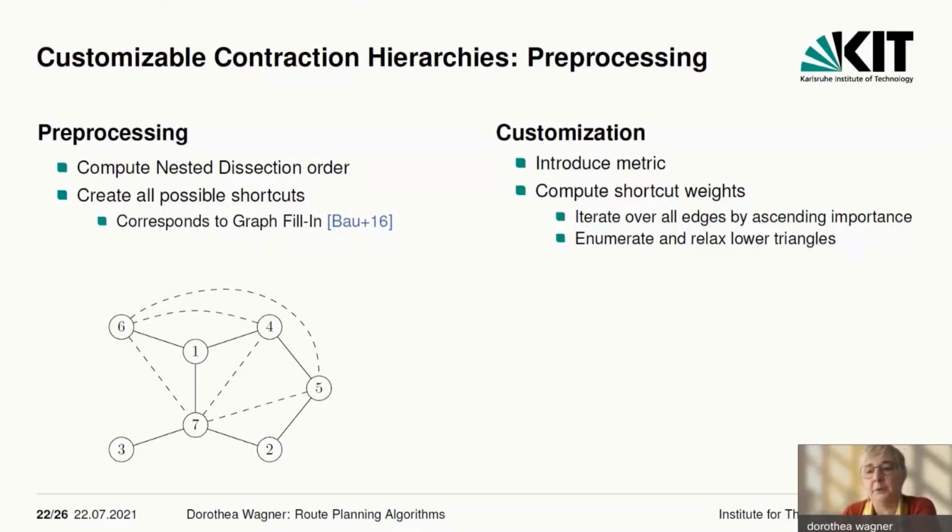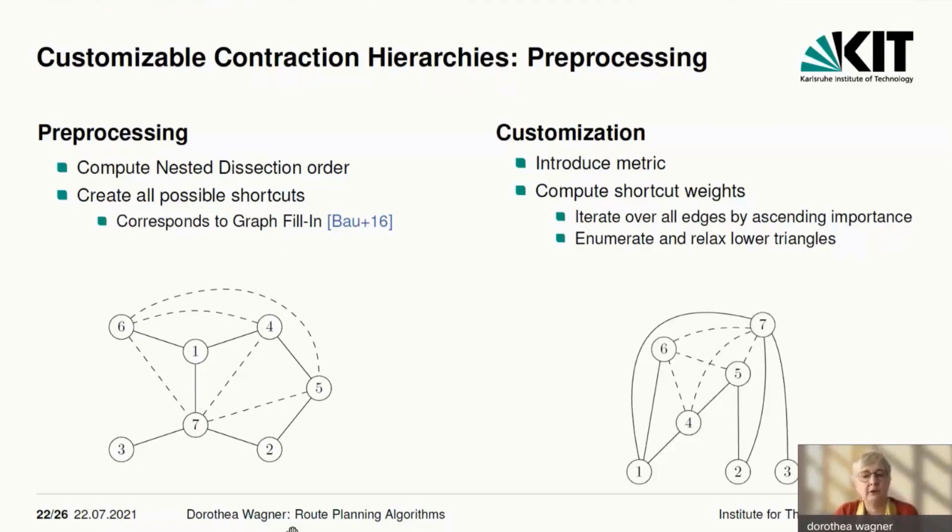In the second part of the preprocessing, the weights, or the metric, come in. How to introduce the metric for such additional edges? We have to compute the shortcut weights for these shortcut edges. In order to do this efficiently, we just have to iterate over all edges by ascending importance, which in other words means we enumerate and relax the lower triangles of each of these edges. In order to do this, let's draw this graph differently.